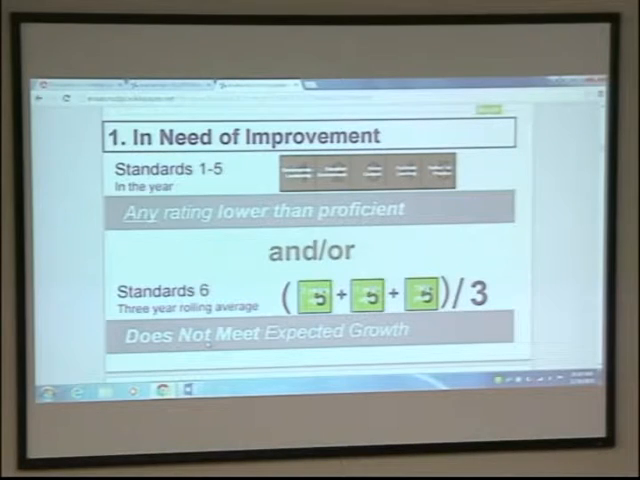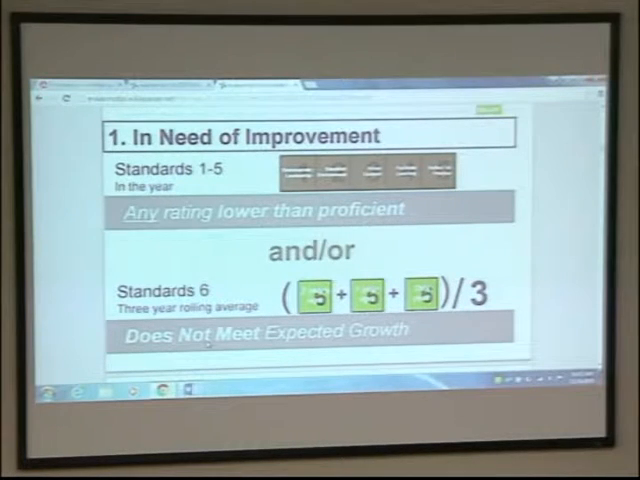So each year, those 5 observational standards will now populate the top of this, and that 3-year average will always populate the bottom of it. To be in need of improvement, that means that any one of their 5 observational standards needs to be developing or not demonstrated. No matter what else happens, if any one of the 5 standards is developing or not demonstrated, they're automatically in need of improvement.